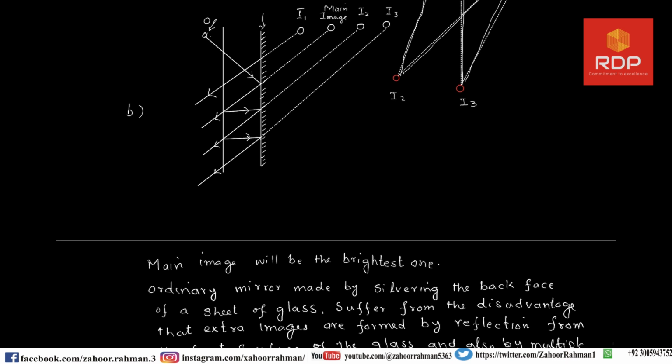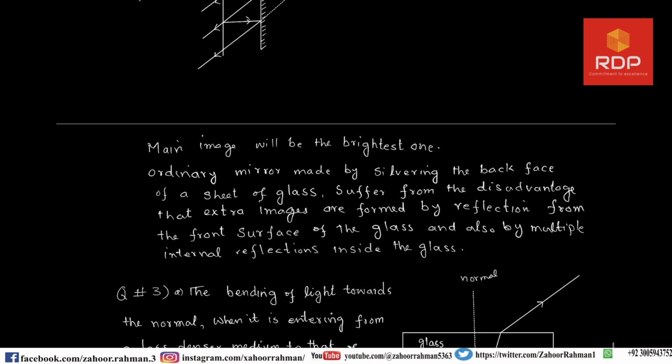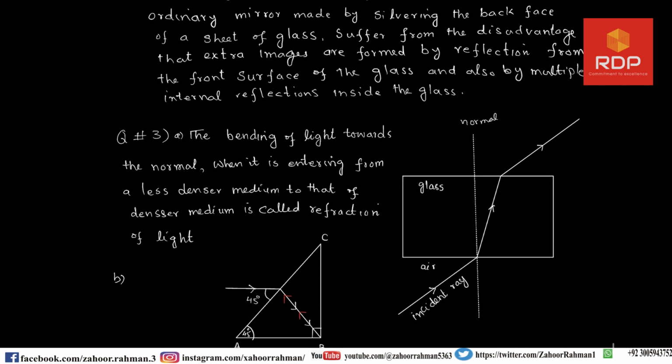If somebody is asking you why these multiple images are forming in this mirror, the answer I wrote here: ordinary mirrors made by silvering the back face of a sheet of glass suffer from the disadvantage that extra images are formed by reflection from the front surface of the glass, and also by multiple internal reflection inside the glass, as you can see. So that was the whole story about question number 2.